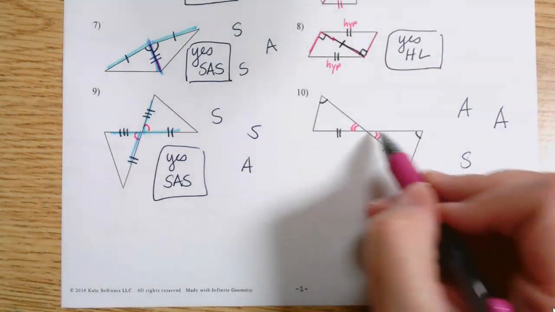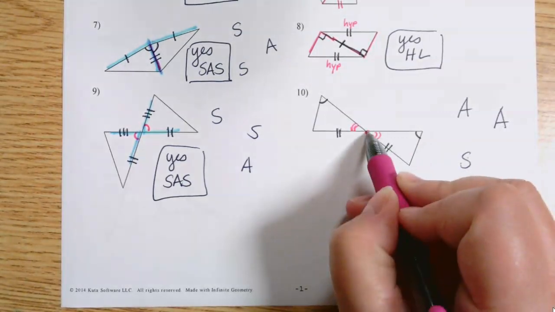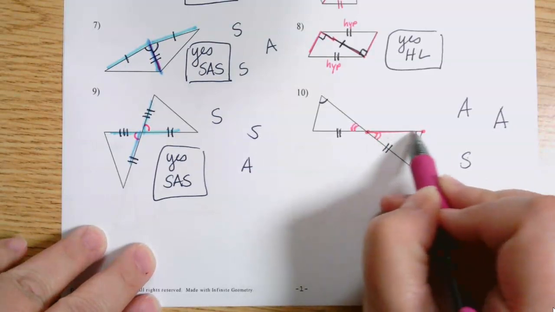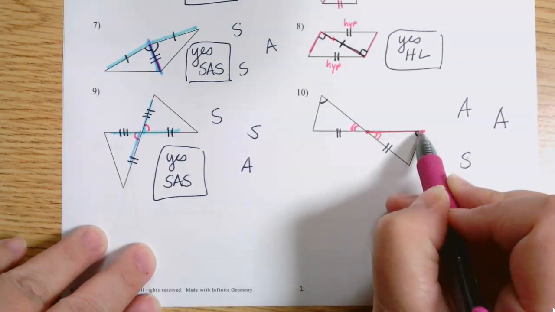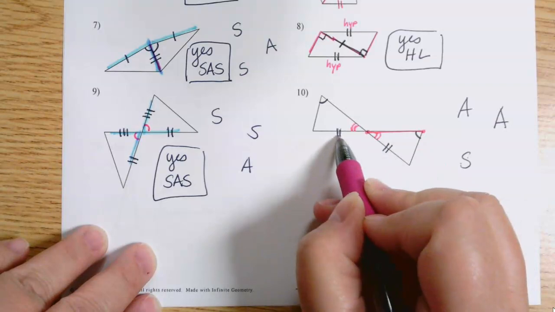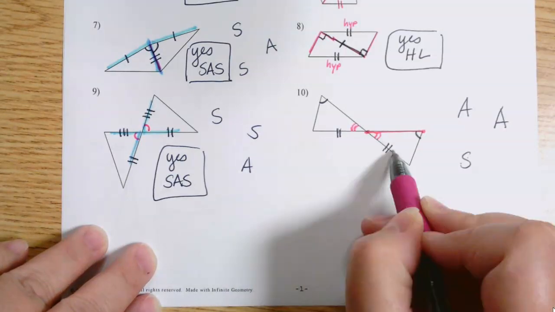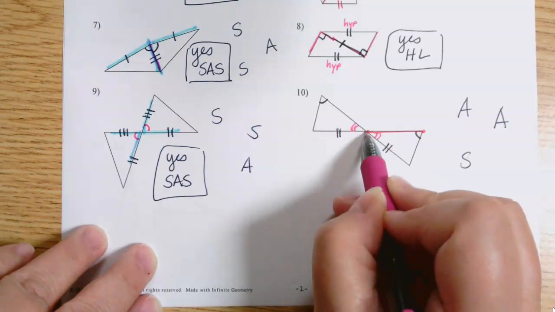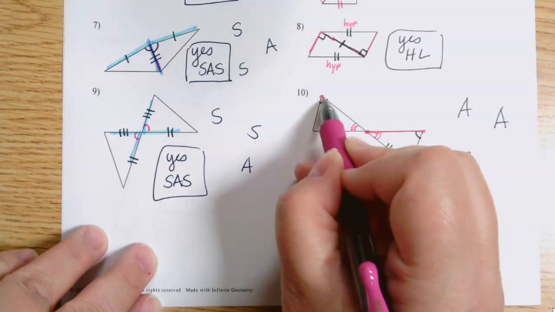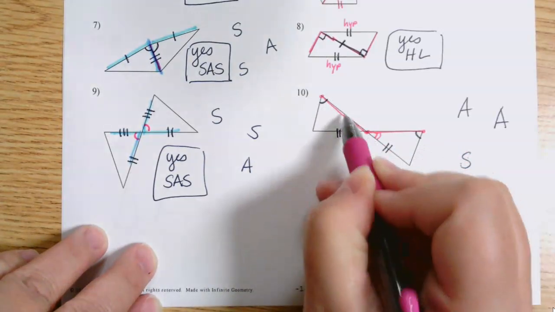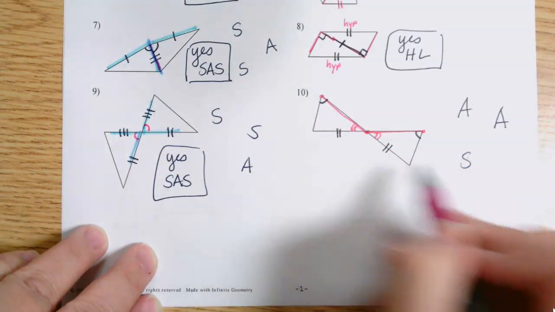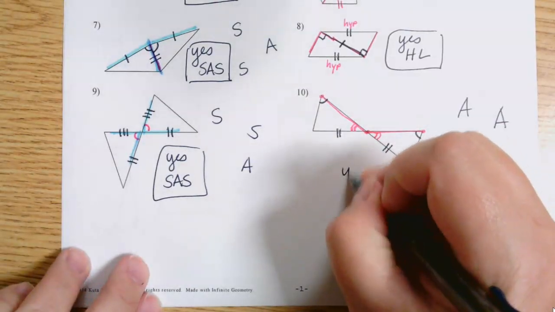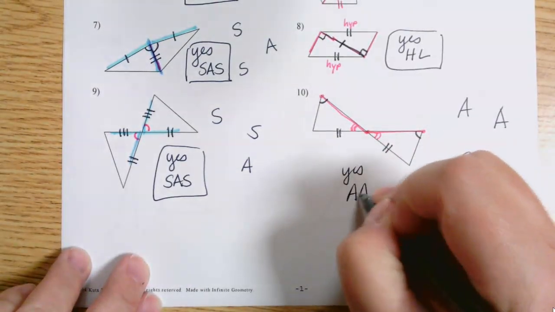So I'm going to trace from the vertex of one angle across to the vertex of the other angle. I did not trace the marked side. The marked side is over here. Same thing happens over here. So it's not the included side. It's not the one in the middle. Over here, when I go between these 2 angles, I'm tracing this side right here, not the one that's marked. So it is the non-included side on both of them. So that's yes by AAS.